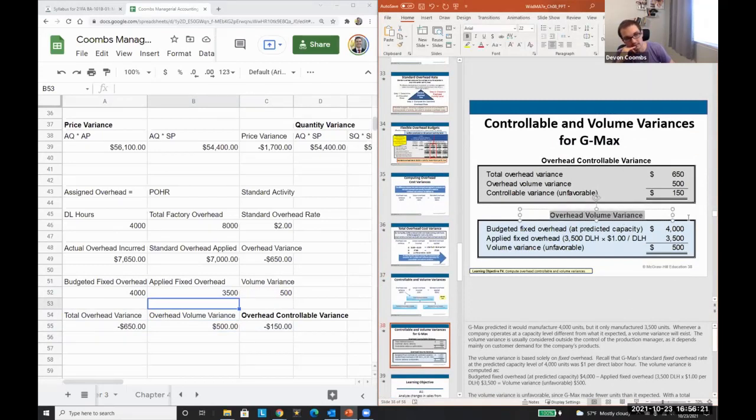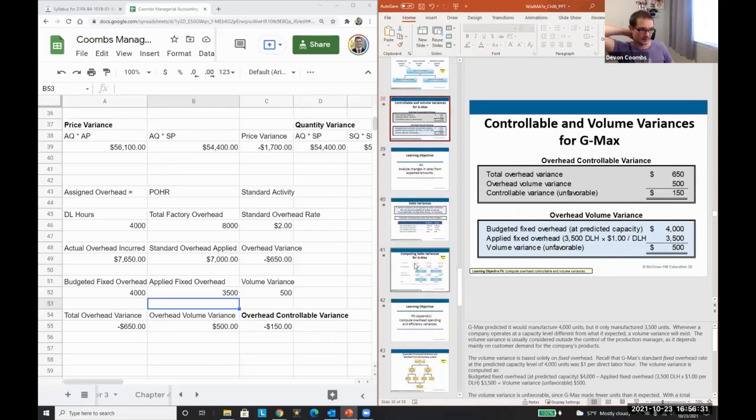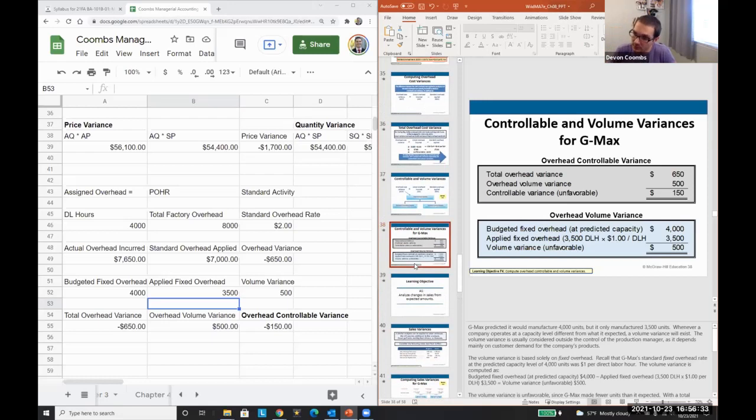So calculate the overhead volume variance first, and then calculate the overhead controllable variance. There's more variances within overhead. I'm not going to teach them to you in this class. I think it's enough to try to grapple the concept of variances and figuring fixed versus variable for overhead, and then figuring out direct materials and direct labors and understanding what's favorable versus unfavorable. That's where I want you to start out within this class.